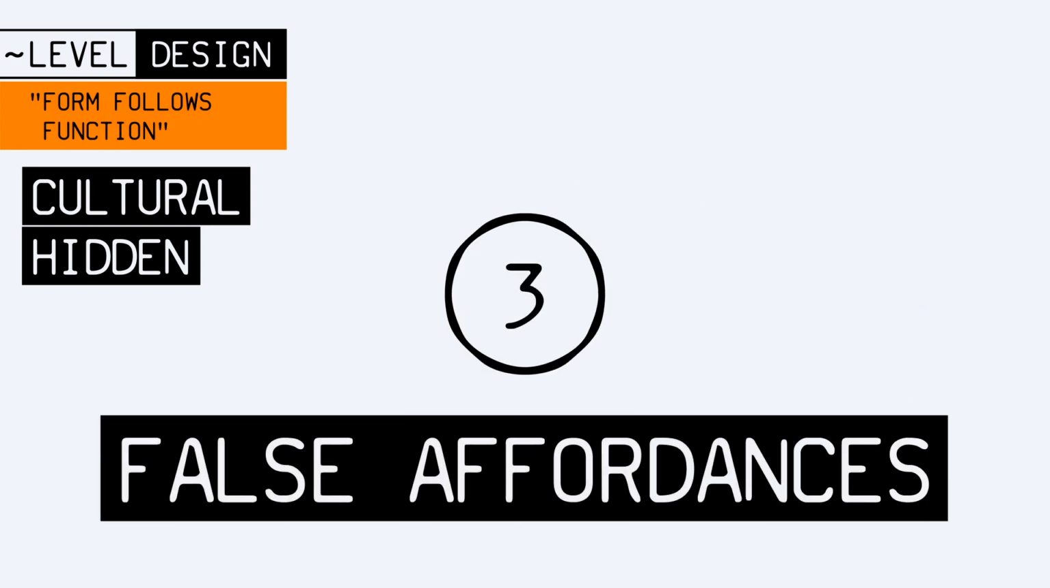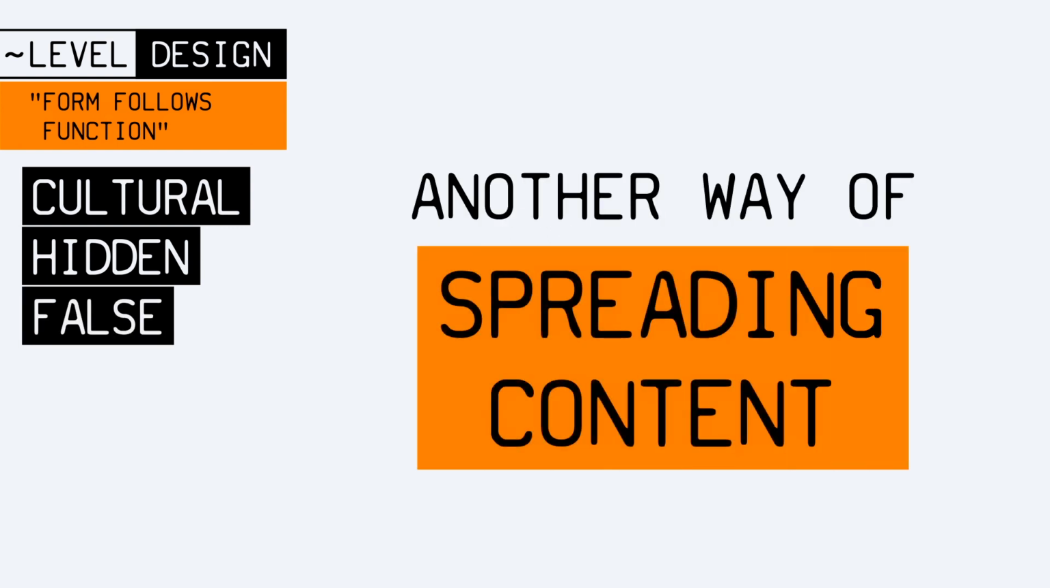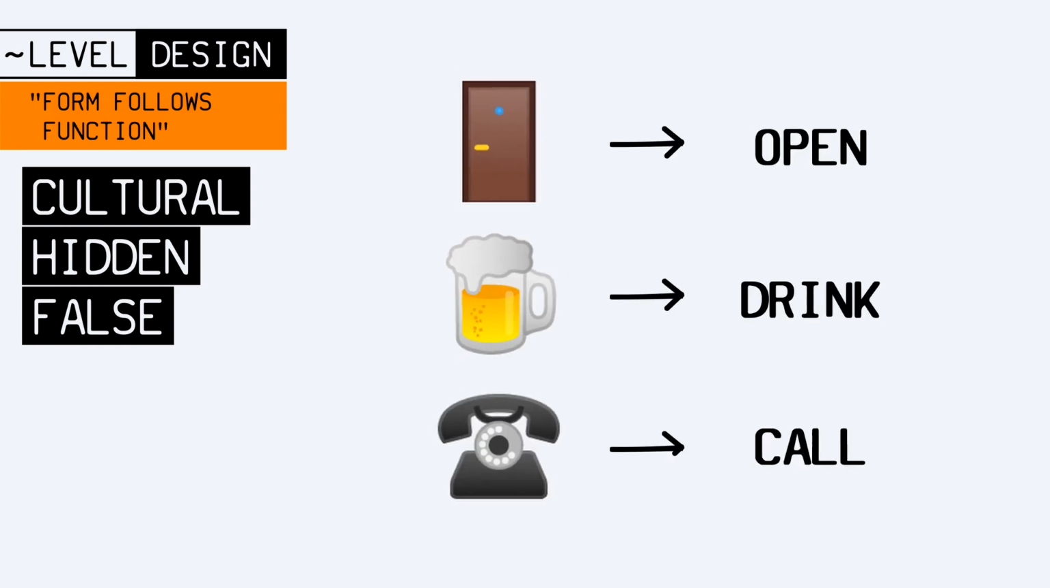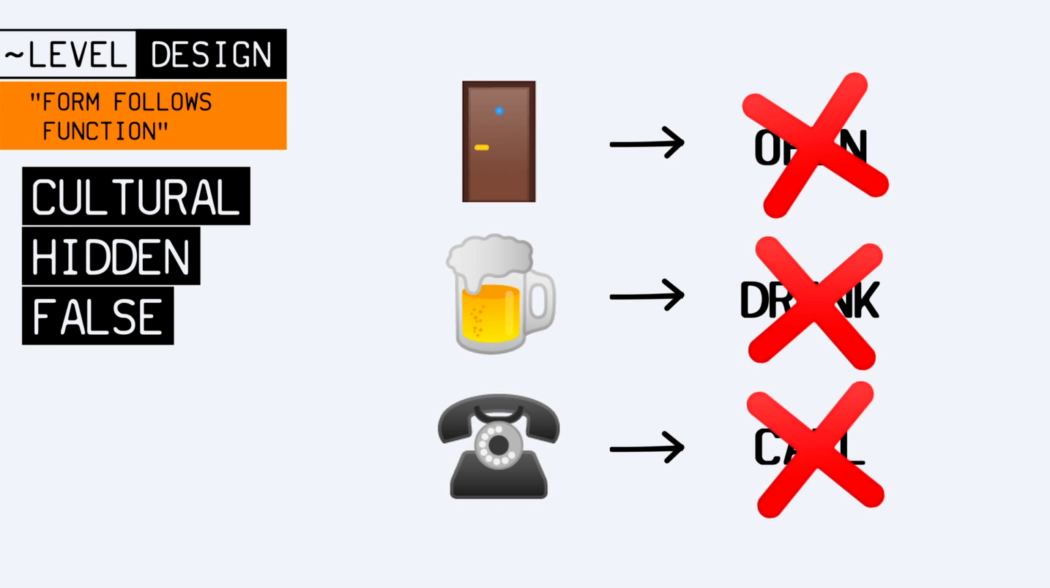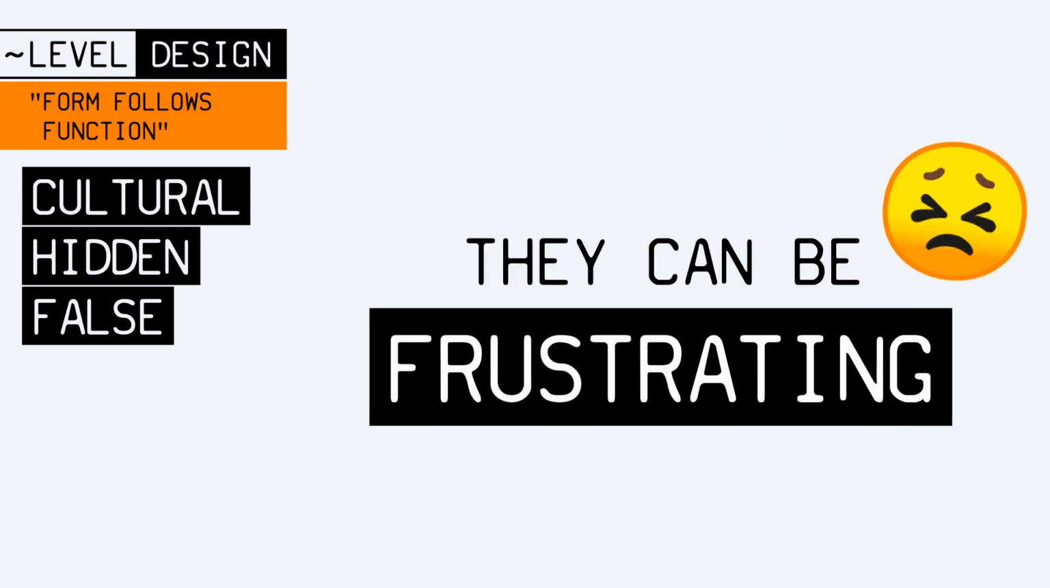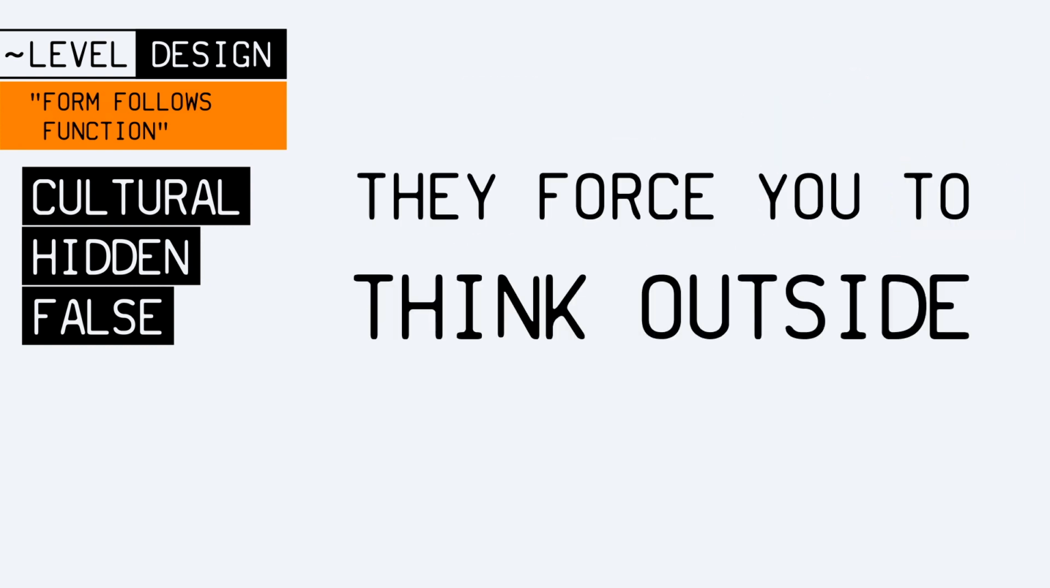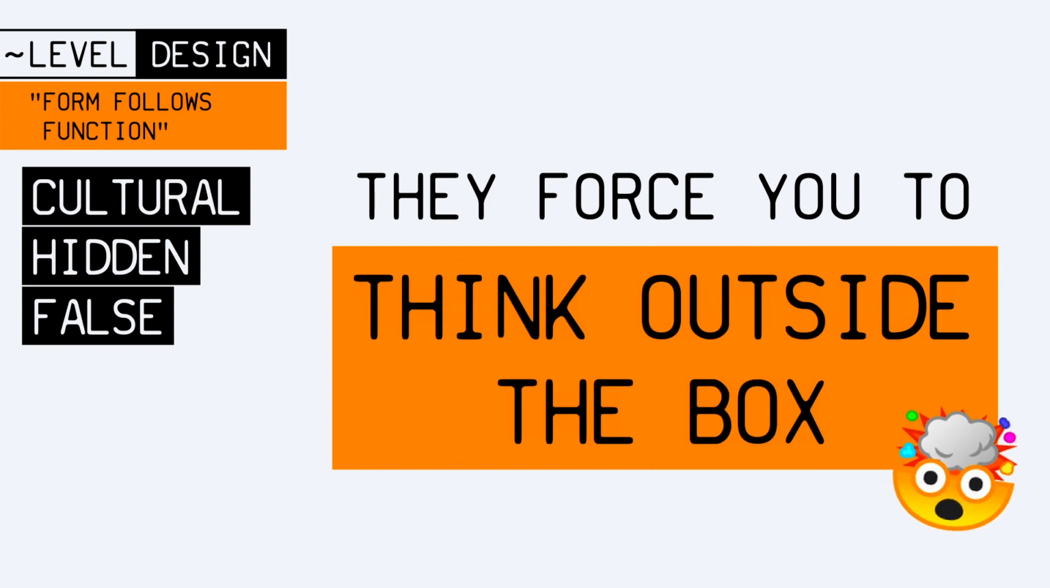Then false affordances are another way of pleasing curious minds and discreetly spreading some extra content. They happen when you have some object with a shape that clearly indicates a possible interaction, but this interaction isn't actually implemented. They go against our natural instinct as a player. Those can be frustrating when they are too frequent, but they can also force people to think outside the box, and they can be a starting point for designing puzzles or hiding collectibles.